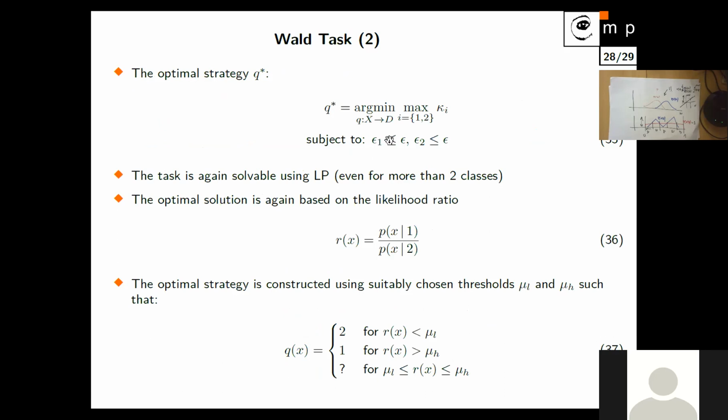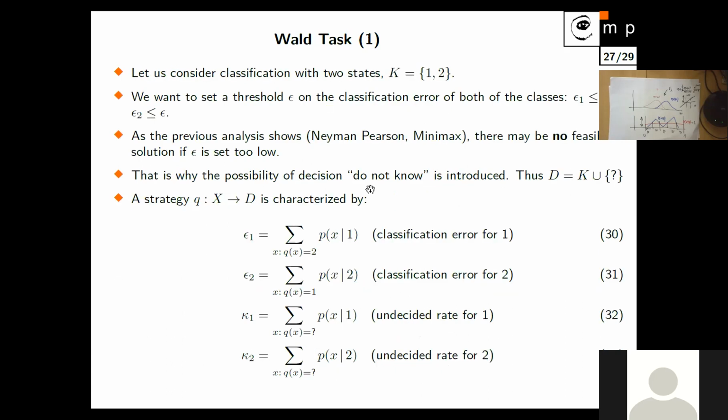So the solution is, for both classes, make sure the errors are less than epsilon. And at the same time, minimize the maximum of kappa i. So what was kappa i? That was the probability of saying I don't know on the first class, and kappa 2 is the probability of saying I don't know for class 2.